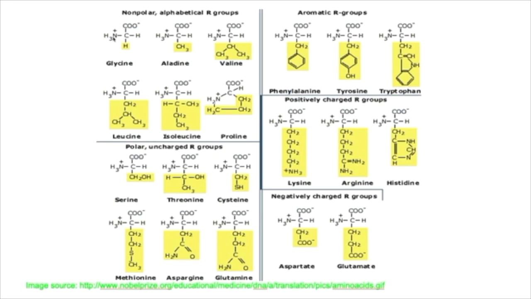What's different between amino acids is what's shown in yellow. And that area, what we call the variable region, can be very simple, like in glycine, it's just a hydrogen, or it can be very complex, like look at tryptophan. It has a few carbon rings in there even. So there's a great variety between these amino acids.